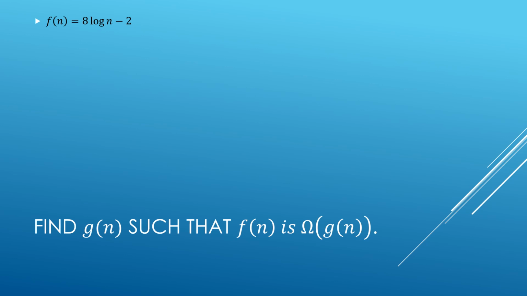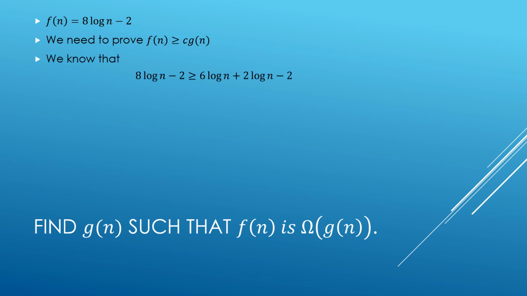f(n) is 8 log n minus 2. We need to prove f(n) is greater than or equal to c g(n). We know that 8 log n minus 2 is greater than or equal to 6 log n plus 2 log n minus 2, splitting 8 into 6 and 2. 8 log n minus 2 is greater than or equal to 6 log n plus 2 whole multiplied with (log n minus 1). This is greater than or equal to 6 log n.